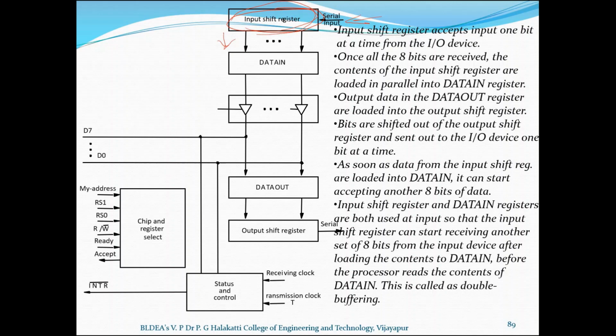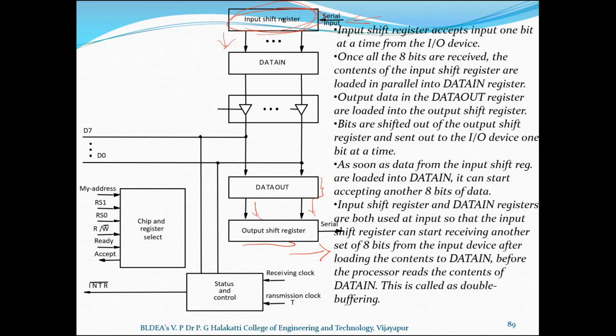The output of data out register, which is here, is loaded into the output shift register parallelly. You can see here also parallel lines are shown. The bits are shifted out serially and sent to the output device. The chip and register select logic has the control signals whose functions are similar to that described for the parallel interface.